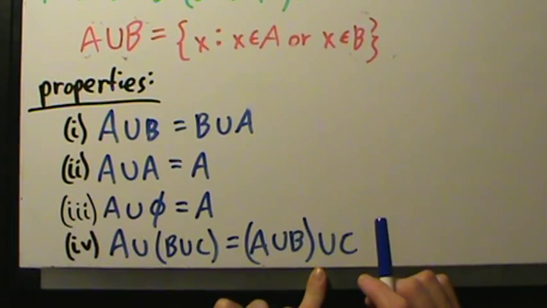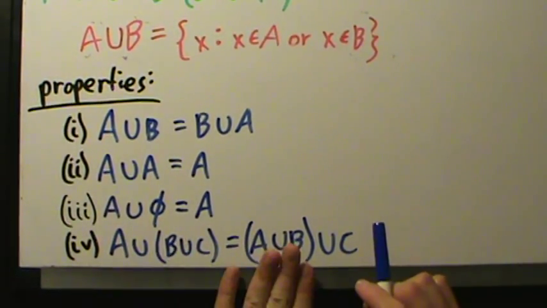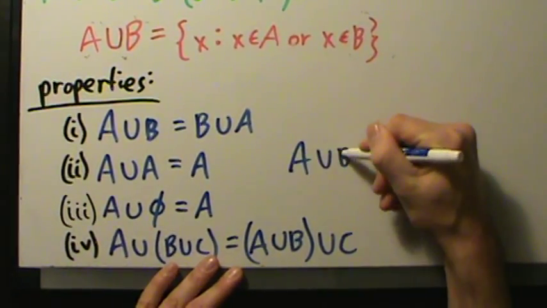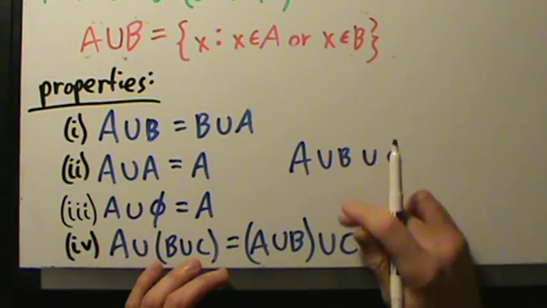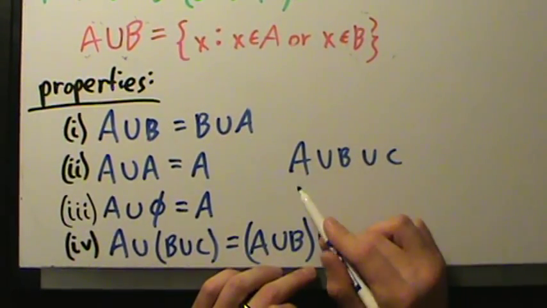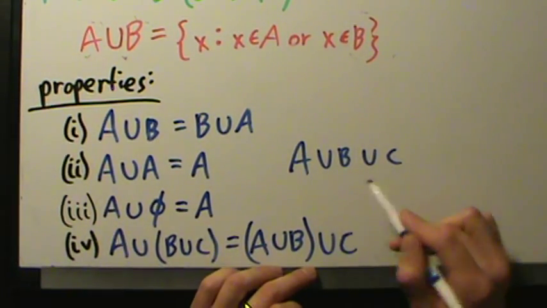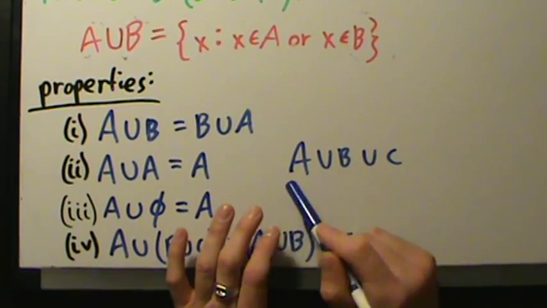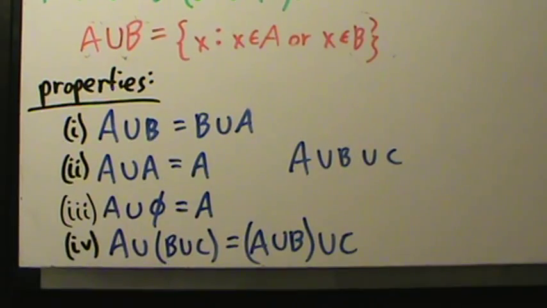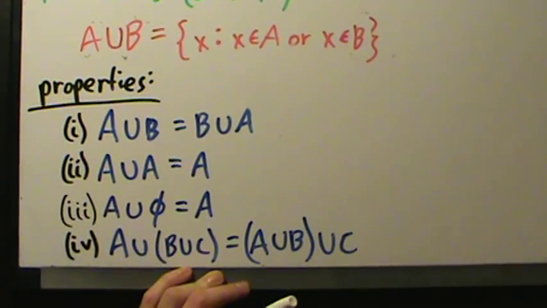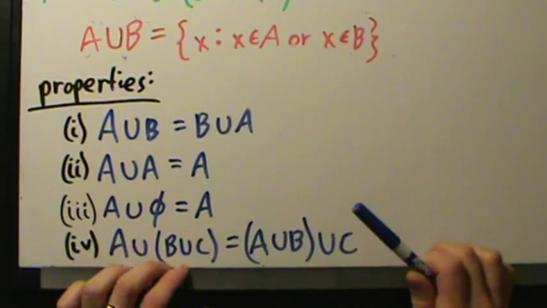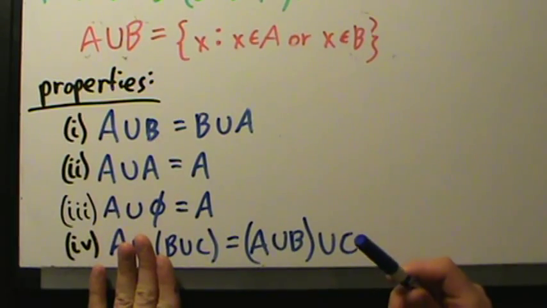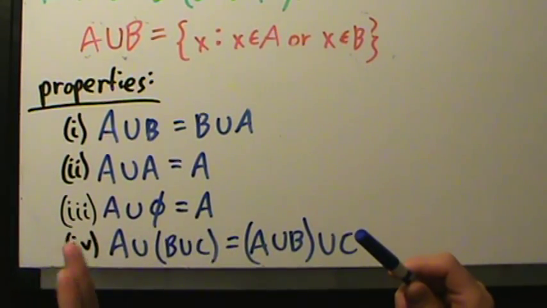In other words, it does not matter if you want to group them like this or like this, you're still going to get the exact same thing back. Because when you union 3 sets, A union B union C, all you're really saying is give me all the elements that are in A or in B or in C or any 2 of them or any 3 of them. As long as the element appears in at least one of these sets, then it's going to be in the union. That's why this is true: when you take a union, you're really just saying, give me all the elements that appear in at least one of these sets.